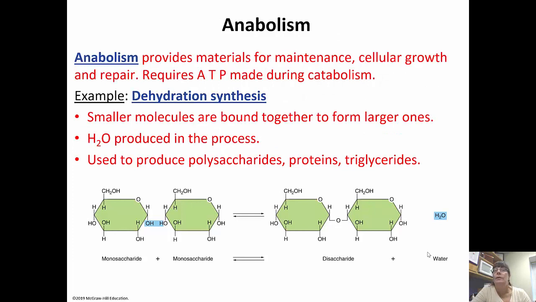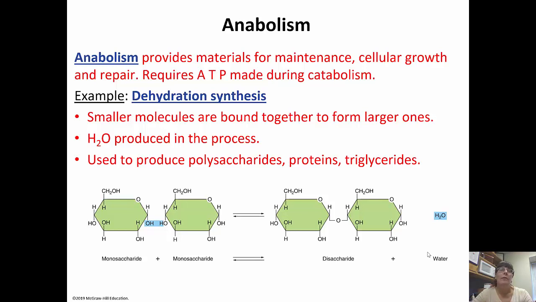So anabolism provides materials for maintenance, cellular growth, and repair, but again, it requires the ATP that are made from catabolic reactions. So an example would be dehydration synthesis. Basically what happens is water is removed, and where the water was, a bond is formed. So smaller molecules are going to be bound together to form larger ones, and water is going to be produced in the process. So you could think of it as those molecules are then missing water.